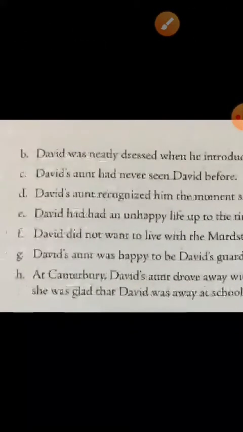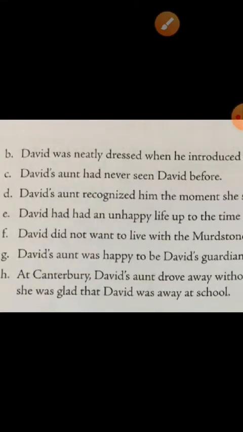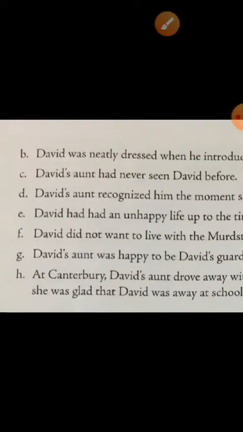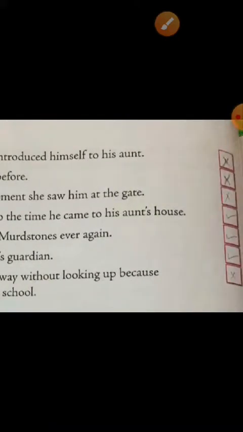Okay. Now, students, turn to page number 60 and sentence number B. David was neatly dressed when he introduced himself to his aunt. No, false. David's aunt had never seen David before. This is also wrong because David's aunt saw him when he was very young.